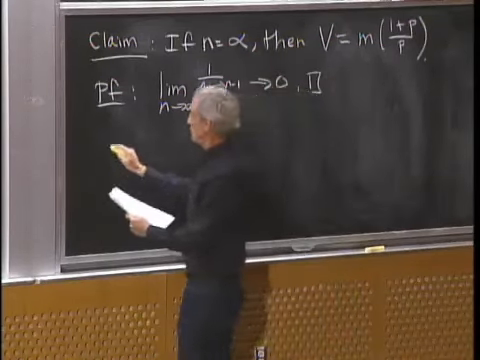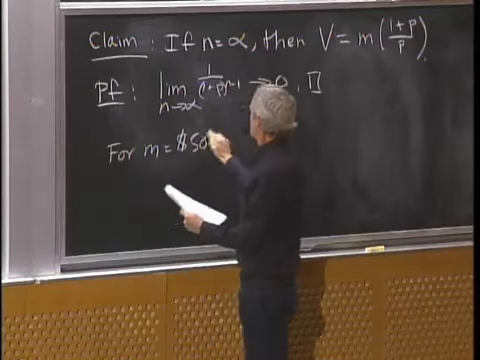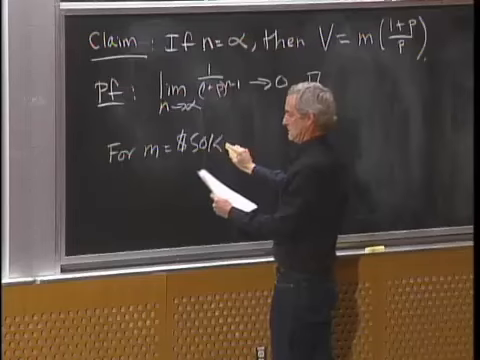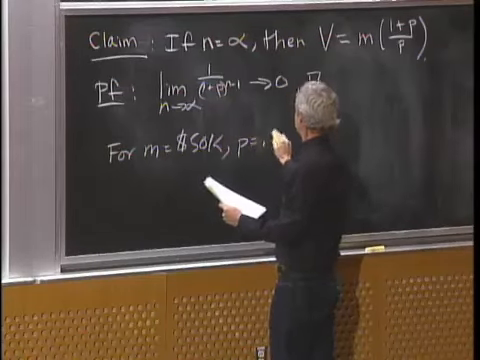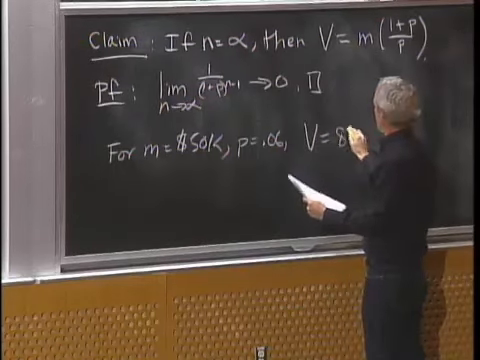So the value for m is $50,000, and at 6%, v is only $883,000.